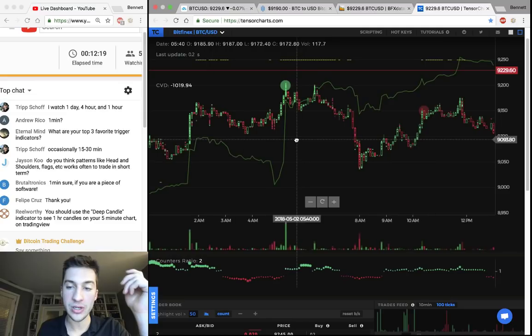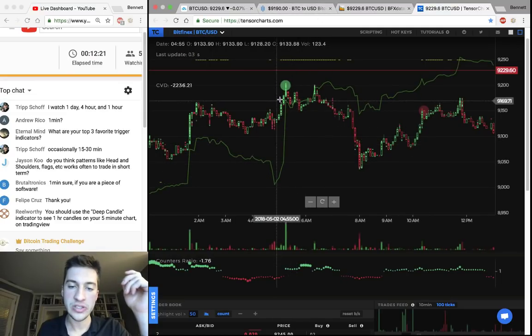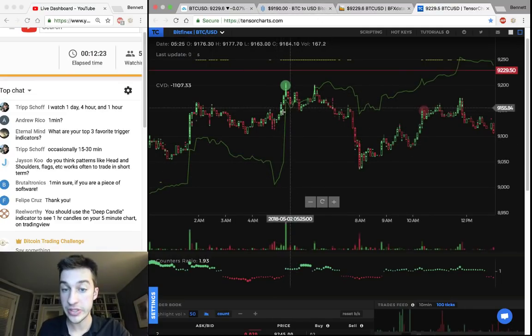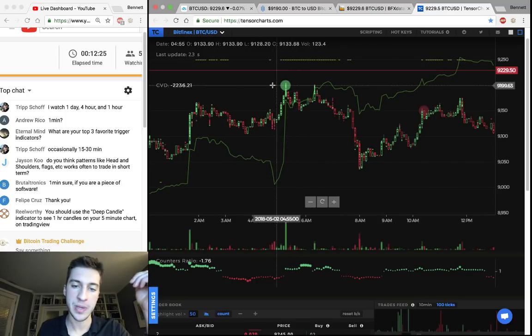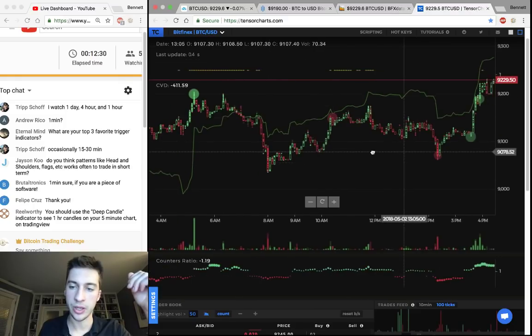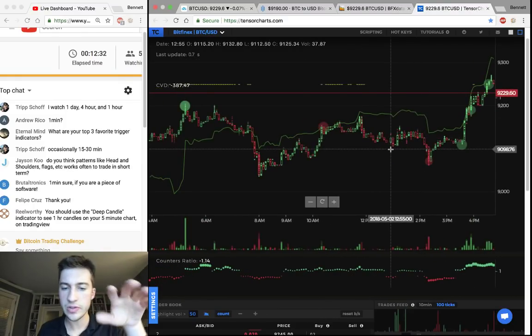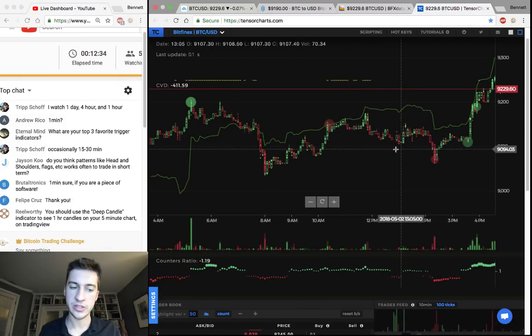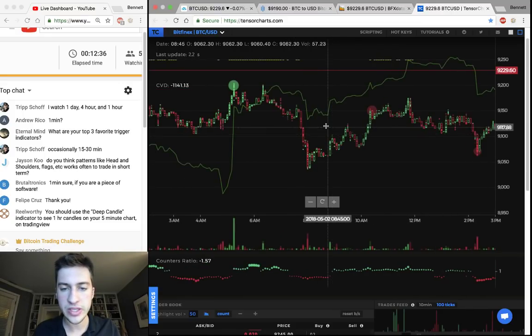So what this can allow me to do is whenever I see a spike in the CVD, I look to sell because I see that a lot of retail is mass buying in. And whenever I see a move quickly downward, that's typically when I buy. So you can see here, if we just look at some violent spikes up and violent spikes down, we see a violent spike down right here, right? And then price went up.